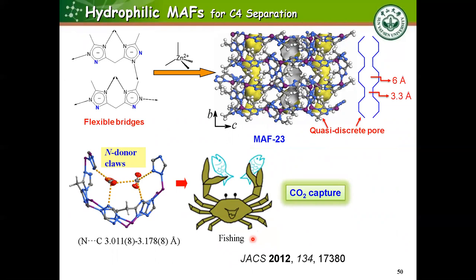MAF-23 has been used for carbon dioxide capture. As I mentioned previously, this MAF has a very interesting quasi-discrete pore structure. There are cages of size about 6 angstrom, which are interconnected with small pores of diameter about 3.3 angstrom. There are naked nitrogen atoms exposed on the cage surface, which can be expected to have non-classical hydrogen bonds with small hydrocarbon molecules to enhance the molecular recognition.